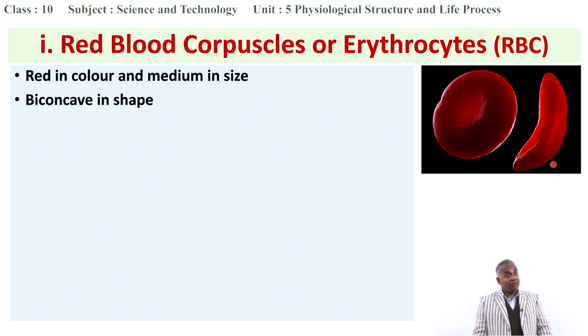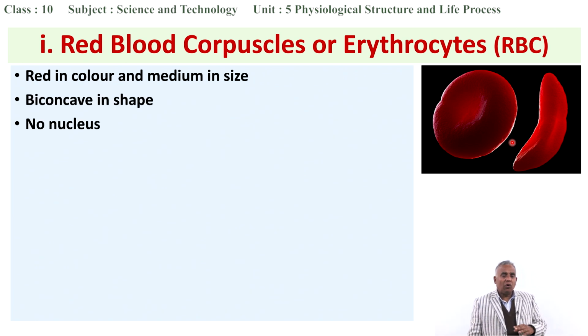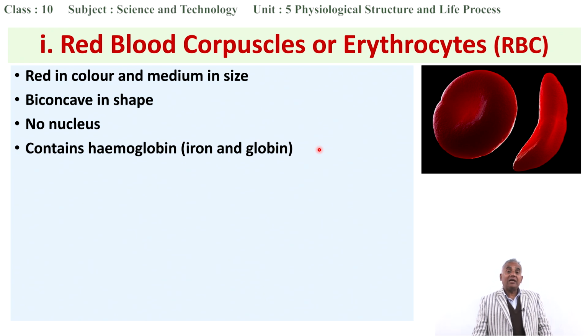Biconcave in shape, already finished. It has no nucleus, students. Out of these three blood cells, RBCs and platelets do not have nuclei. But in the young stage, the cell has a nucleus. Later, it disappears. So because mature cells do not have a nucleus, we say that it has no nucleus. It contains hemoglobin.